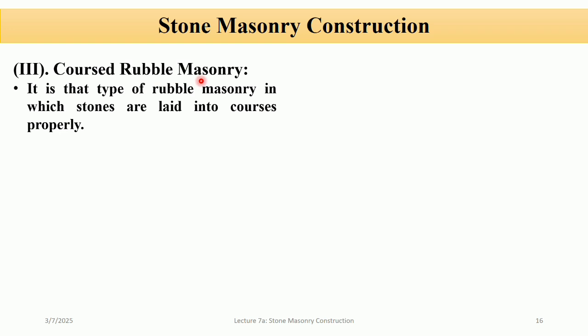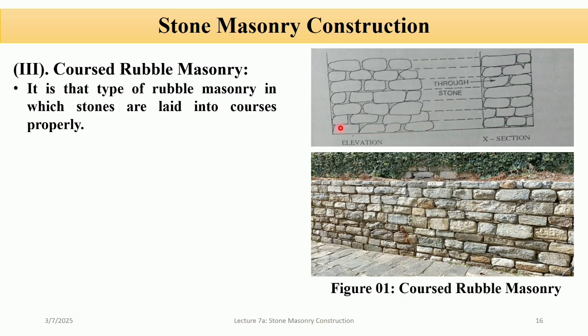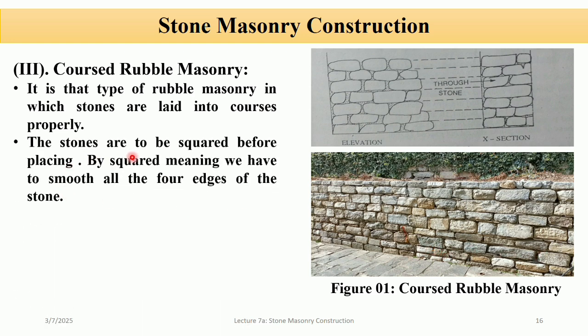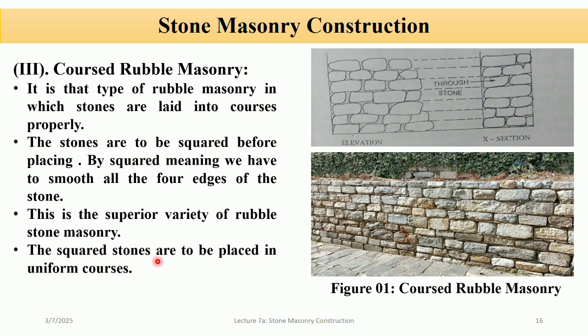Number three is coursed rubble masonry. This is the type of rubble masonry in which stones are laid in courses properly. You can see in the figures that all the stones are placed in courses. The stones are to be squared before placing. By squared, we mean we have to smooth all four edges of the stone. This is the superior variety of rubble stone masonry. The square stones are to be placed in uniform courses, so in this the courses are uniform.